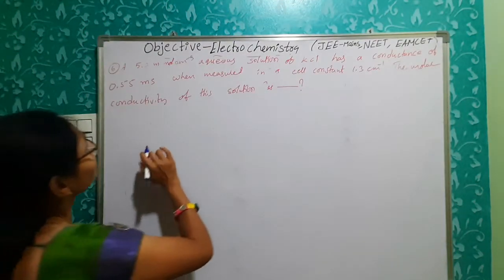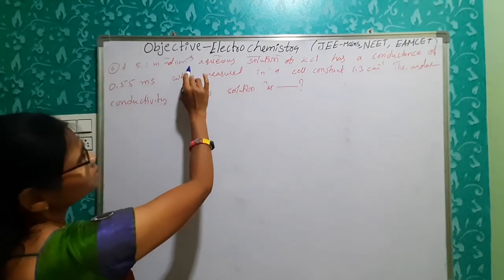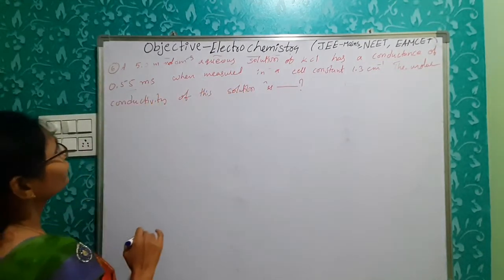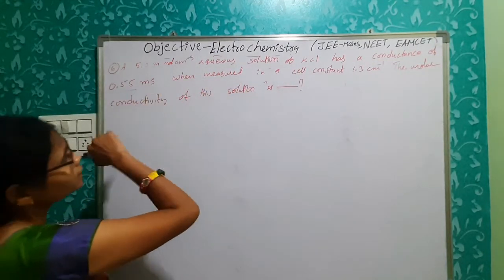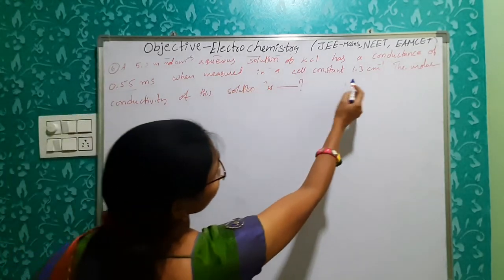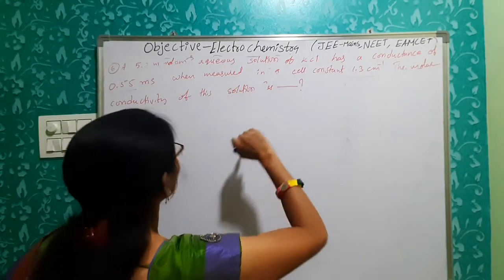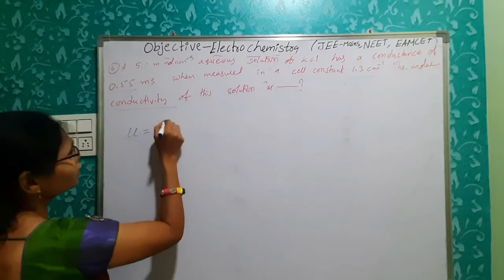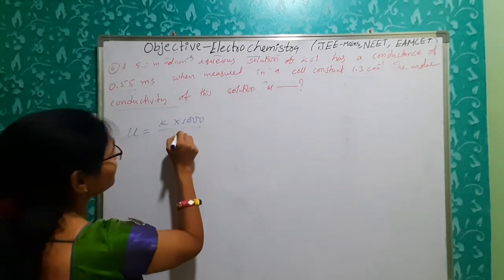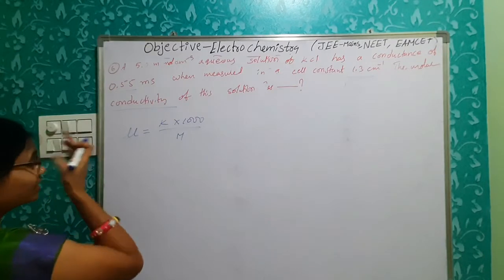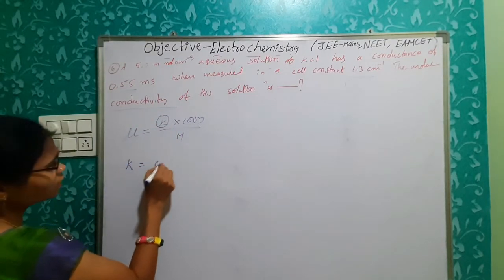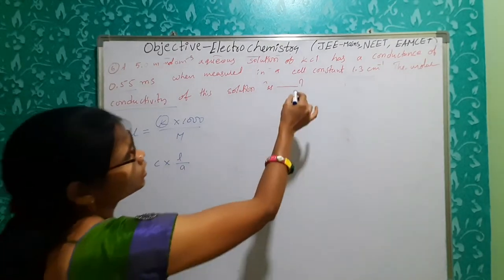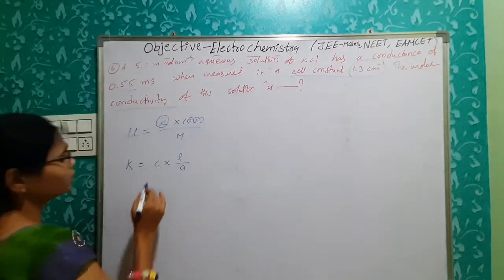Okay. Next problem. 5 millimoles per decimeter cube of aqueous solution of KCl has conductance 0.55 millisiemens when measured in a cell of cell constant 1.3 centimeter inverse. The molar conductivity is? So what is the formula of molar conductivity? Mu is equal to K into 1000 by molarity. Okay. So simply what is K? K is equal to conductance into cell constant. Here cell constant is given as 1.3.